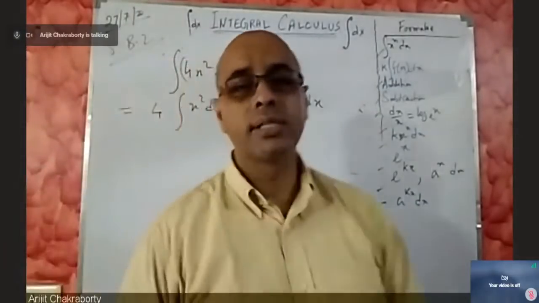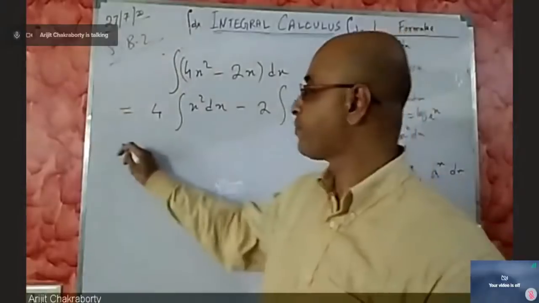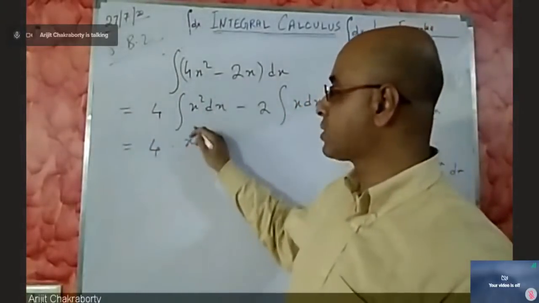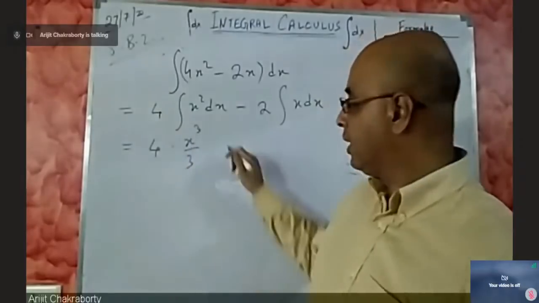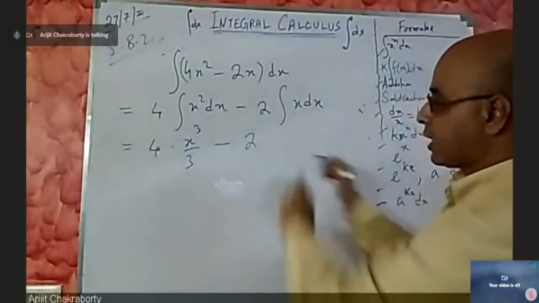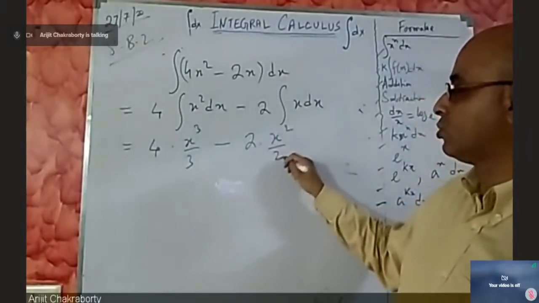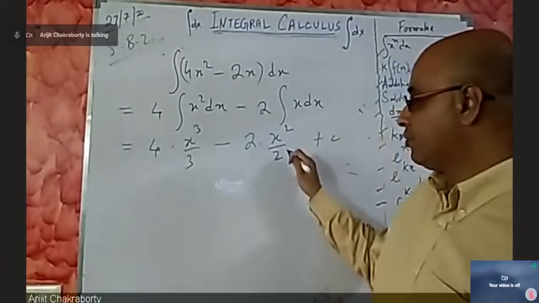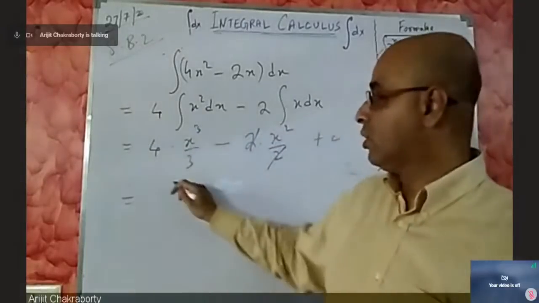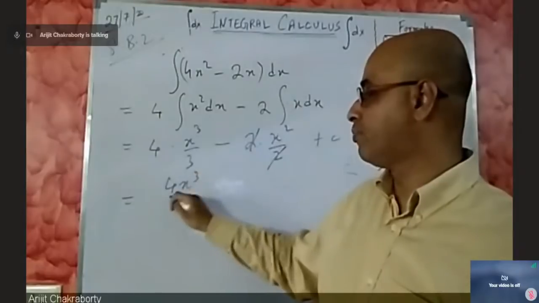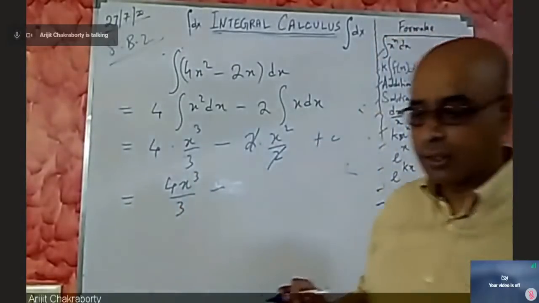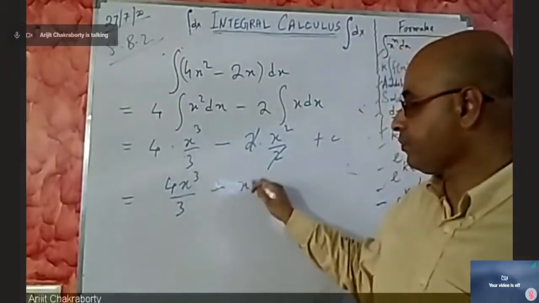So this, when simplified, becomes 4 into x squared, so this will become x cubed by 3, minus 2 will remain as it is, x dx, so it will become x squared by 2 plus c. This 2 will cancel with this 2. So we are left with 4x cubed by 3 minus x squared plus c.